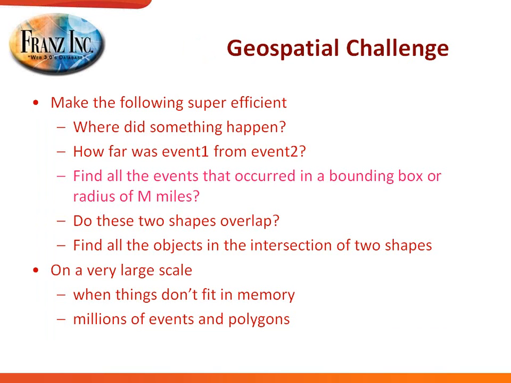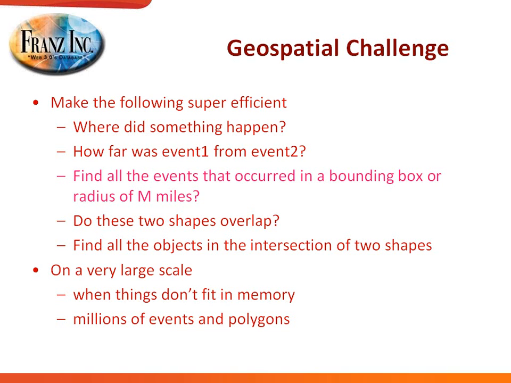Well, we started out AllegroGraph as an RDF triple store / graph database, but we quickly found out that people really want to have geospatial information in there. So when we started working on that, we wanted the following things to be really efficient. The first one is, well, where did something happen? How far was this event from that event? Or, and this is actually at the heart of all spatial databases, find all the events that occurred in the bounding box or radius of n miles.